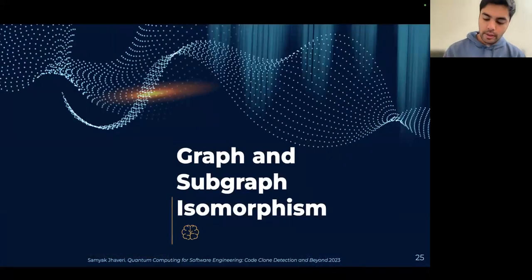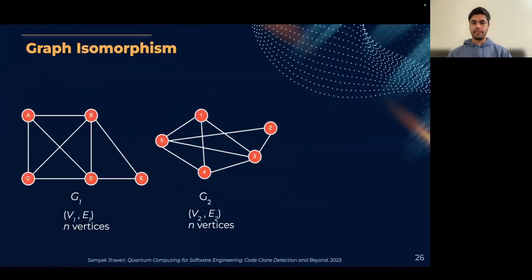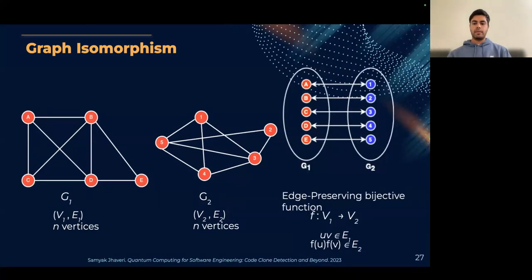So talking about graph and subgraph isomorphism, essentially graph isomorphism is comparing two given graphs and seeing if they're isomorphic or not by finding the mapping of the nodes and edges of one graph onto the other. And essentially the function that represents the mapping is edge preserving and bijective.